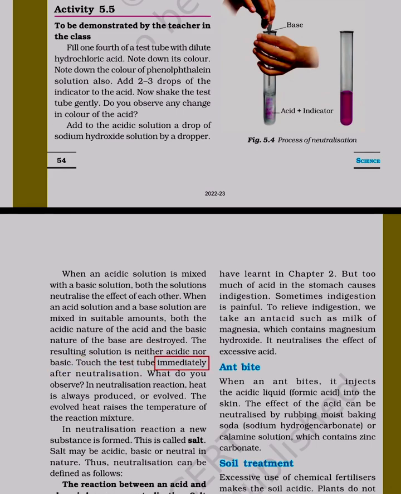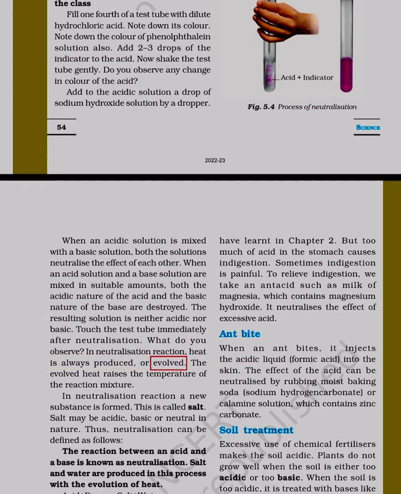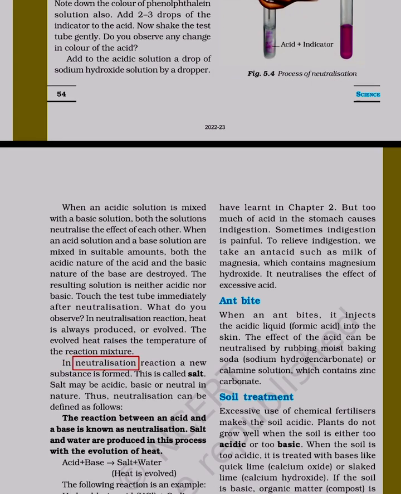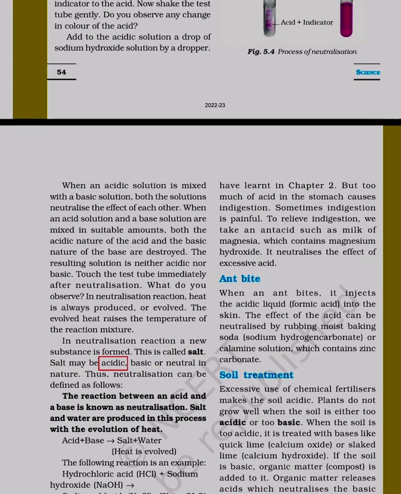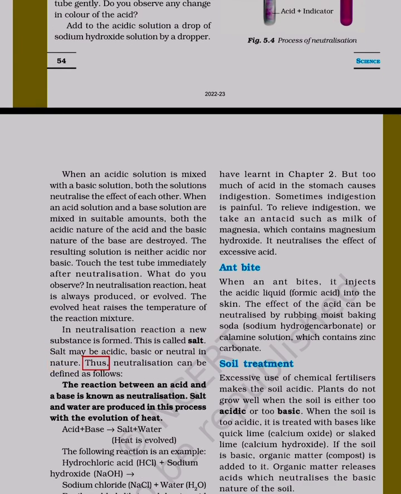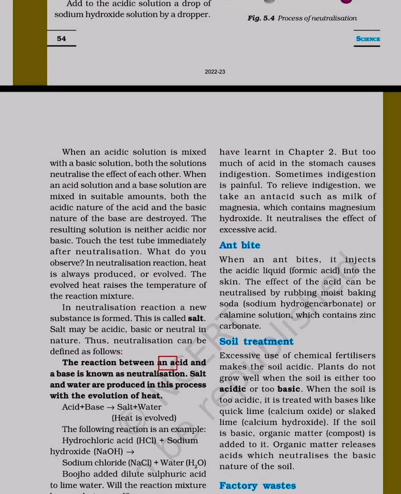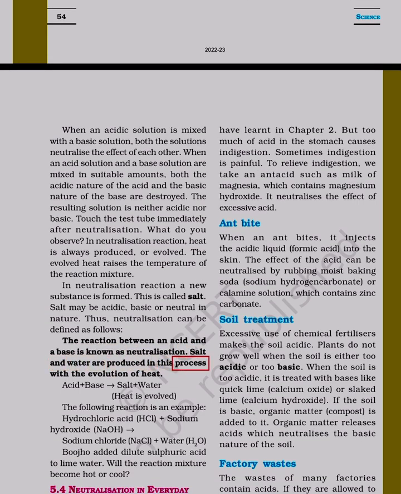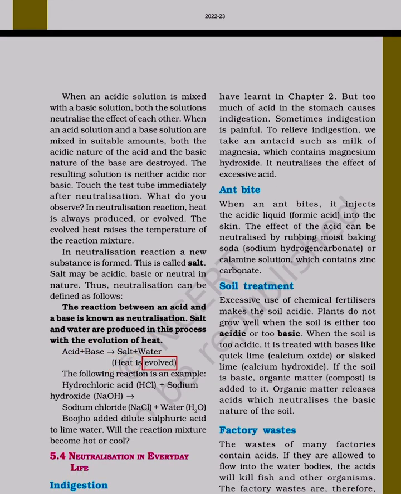Touch the test tube immediately after neutralization. What do you observe? In a neutralization reaction, heat is always produced, or evolved. The evolved heat raises the temperature of the reaction mixture. In a neutralization reaction a new substance is formed. This is called salt. Salt may be acidic, basic or neutral in nature. Thus, neutralization can be defined as follows. The reaction between an acid and a base is known as neutralization. Salt and water are produced in this process with the evolution of heat. Acid plus base gives salt plus water, and heat is evolved.